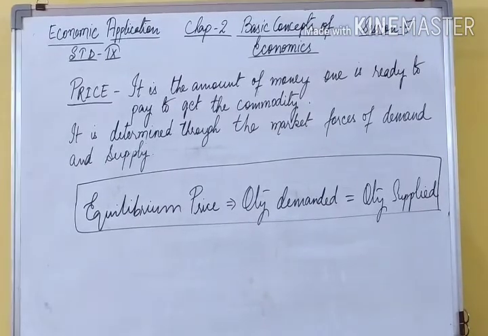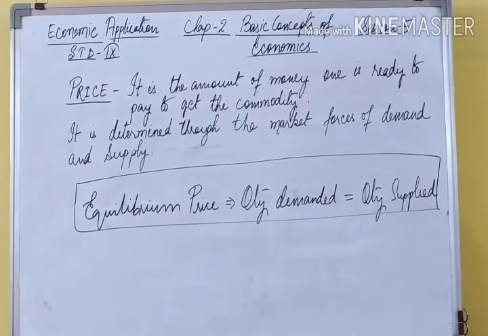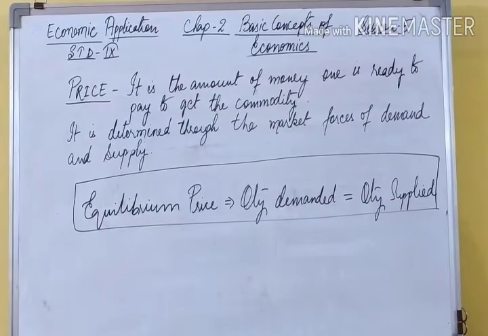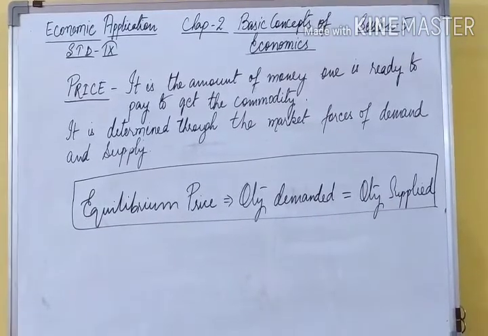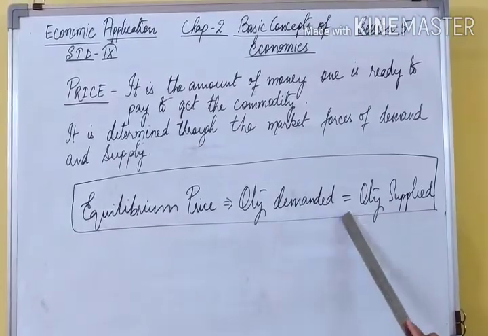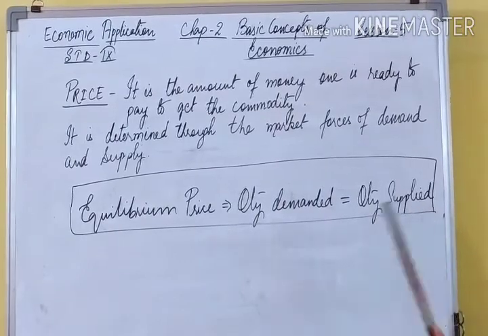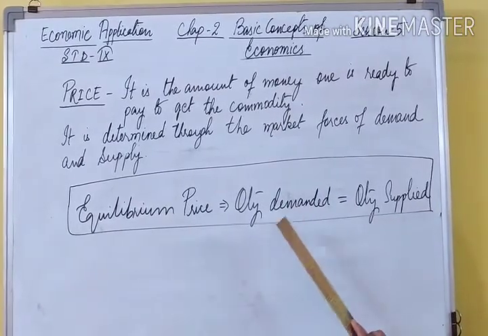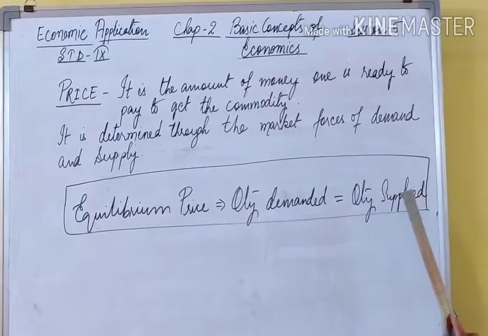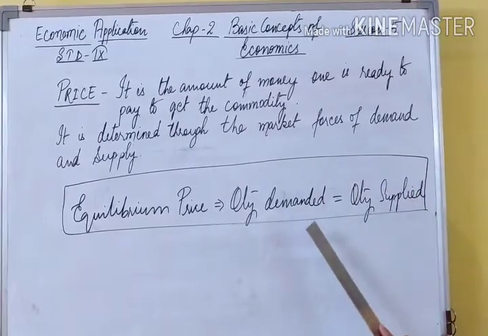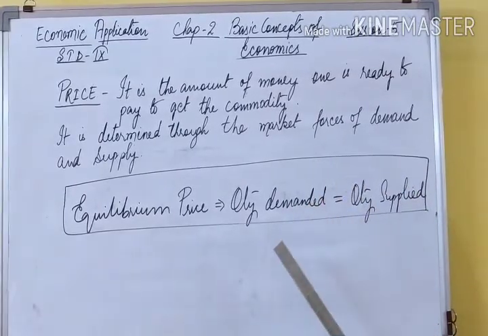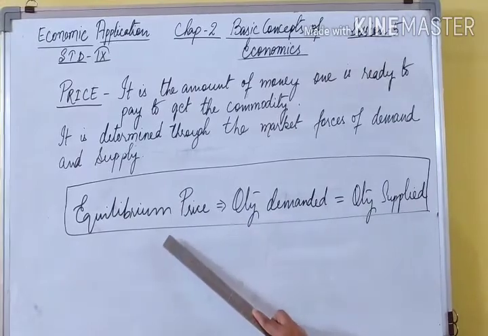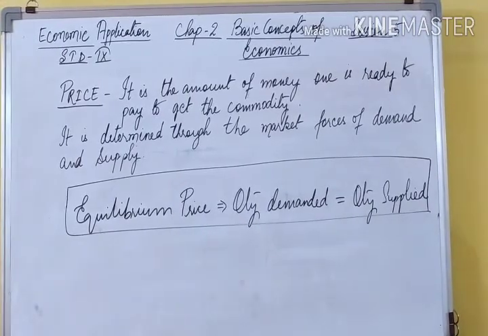Next, we have equilibrium price. Equilibrium price is the price at which quantity demanded equals quantity supplied. Suppose 100 units are demanded and 100 units are supplied, then whatever price is struck, that is known as the equilibrium price.